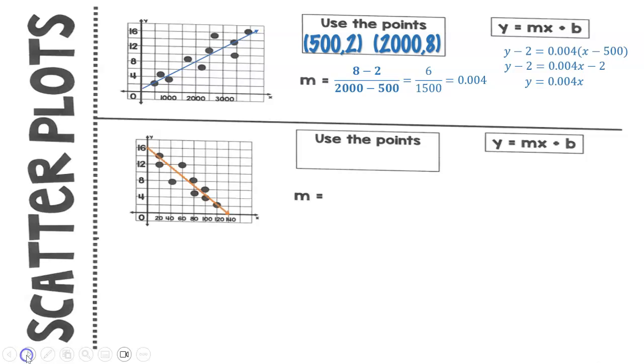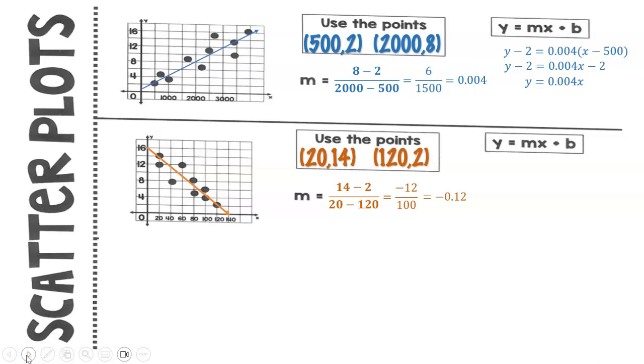Okay, same thing here. I'm going to draw in my line of best fit. I will identify 2 points that are sitting on the line. So I've identified the points (20, 14) and (1, 22). From there, I'm going to find the slope. So y minus y over x minus x. I go ahead and do the calculations.